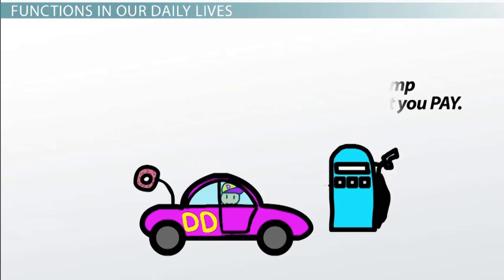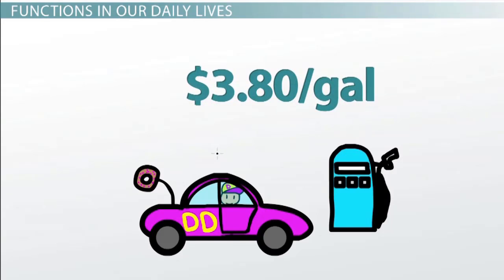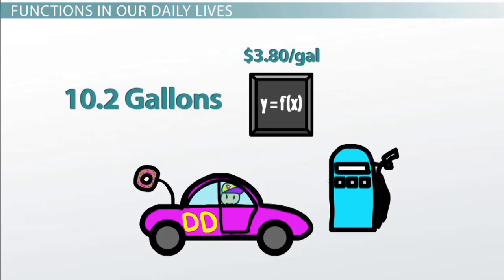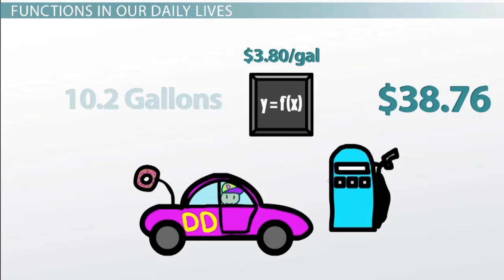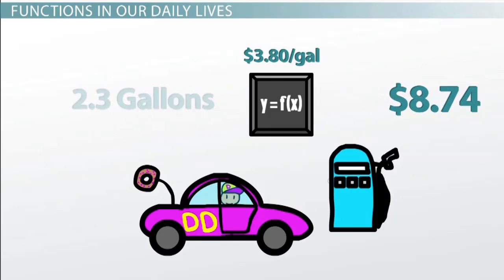So let's say gas is $3.80 a gallon. If you're going on a long road trip, you might need, say, 10.2 gallons. If you pump 10.2 gallons and gas is $3.80 a gallon, the gas station is going to charge you $38.76. If you just ran across town and needed, say, 2.3 gallons, the gas station's only going to charge you $8.74. Of course, depending on your car, you may need more or less gas, and the station is going to charge you based on the amount of gas that you take.